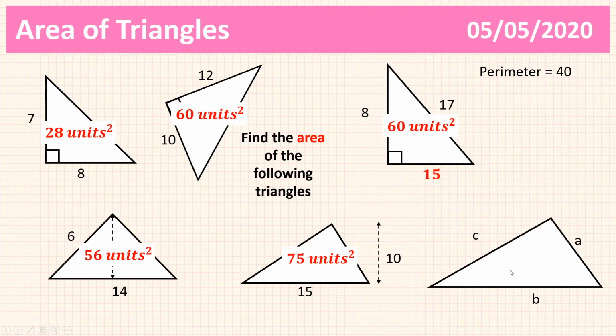And the last one, we can't answer the last question. We won't be able to do it. We're missing a perpendicular height. So this brings us on to the focus of this lesson. What do we do? How do we work out the area of a triangle when we're not given the perpendicular height?